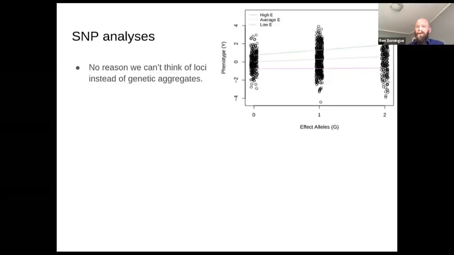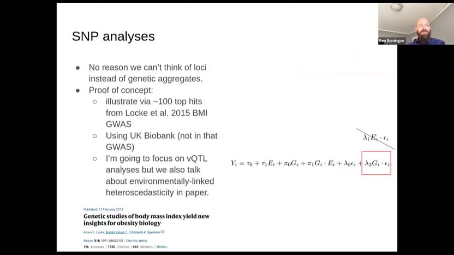I've largely talked about polygenic scores up till now, but there's nothing in the basic setup of our model that restricts us to polygenic scores. You can play the same exact game with allele counts at a single locus, and so we're actually going to do that using the UK Biobank. In particular, we're going to look at the 100 top hits from the Locke 2015 BMI GWAS. That was, I believe, the last BMI GWAS to not have the UK Biobank in it, so that's why we're looking at those 100 top hits.